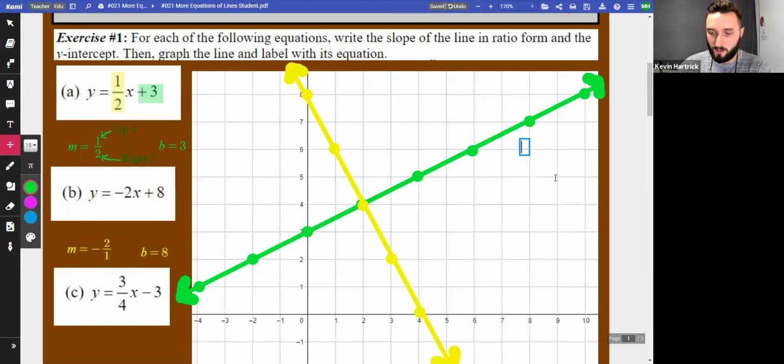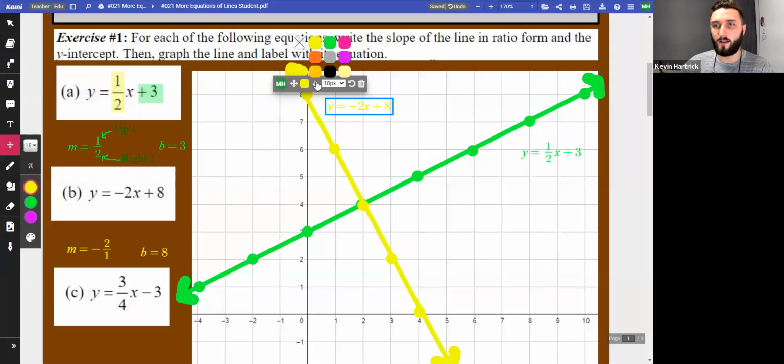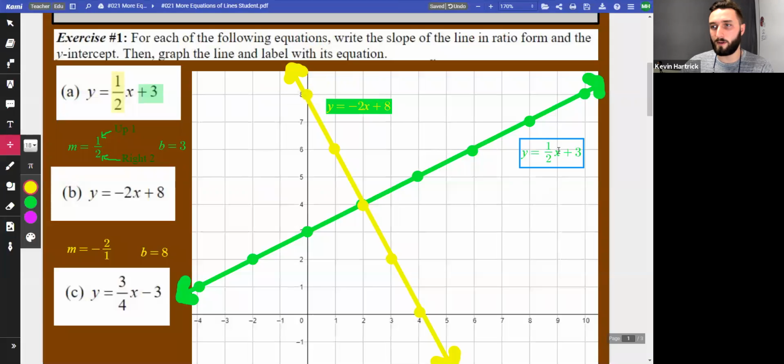So I'm going to label this one first. This one was A, which was y equals 1/2 x plus 3. And then this one over here was B, which was y equals -2x plus 8. Okay, there we go. Makes it a little bit easier to read.